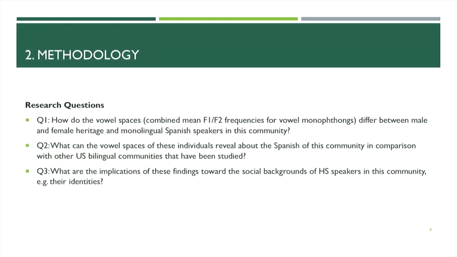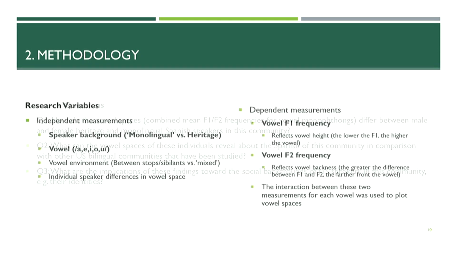So for the current study, our questions are how these vowel spaces, so basically the acoustic evidence of the form and frequencies of each of these speakers' phonological vowels, A, E, O, U, differ between heritage and monolingual Spanish speakers in this community. What can those spaces reveal about the Spanish of this community in comparison with other bilingual communities? And then what are the implications of these findings toward the social backgrounds of heritage speakers in this community regarding issues such as their identities and their attitudes toward their own Spanish?